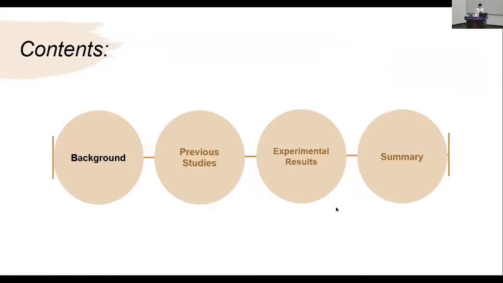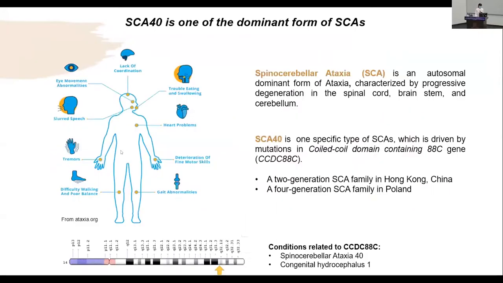My presentation will be divided into four main sections. The first is the background. Spinocerebellar ataxia is a group of autosomal dominant neurodegenerative diseases characterized by progressive degeneration in the spinal cord, brainstem, and cerebellum. Now, more than 40 subtypes of SCAs have been found, each caused by different mutations.